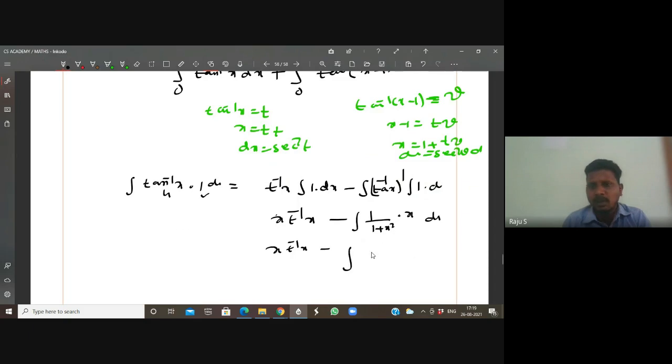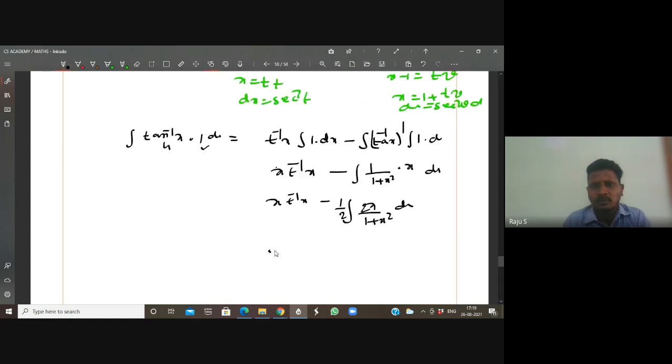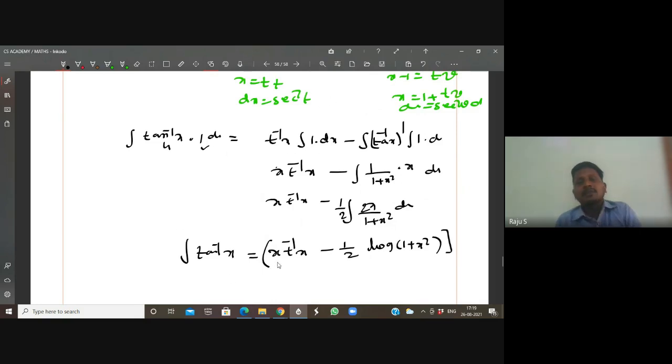For x by 1 plus x square, I multiply and divide by 2 dx. Look here, this is in the form of f dash of x by f of x. So x tan inverse x minus 1 by 2 times log of 1 plus x square. This is the formula for tan inverse x. Like that we'll get it. Now after getting this, you can substitute the limits. That's all. The formula x tan inverse x minus 1 by 2 log of 1 plus x square is the formula for tan inverse x.